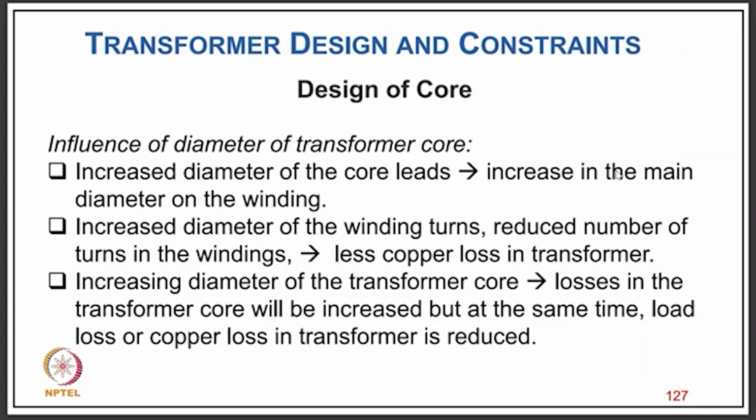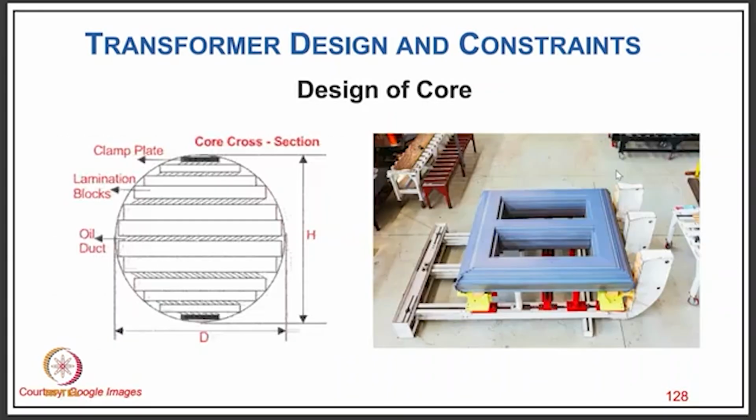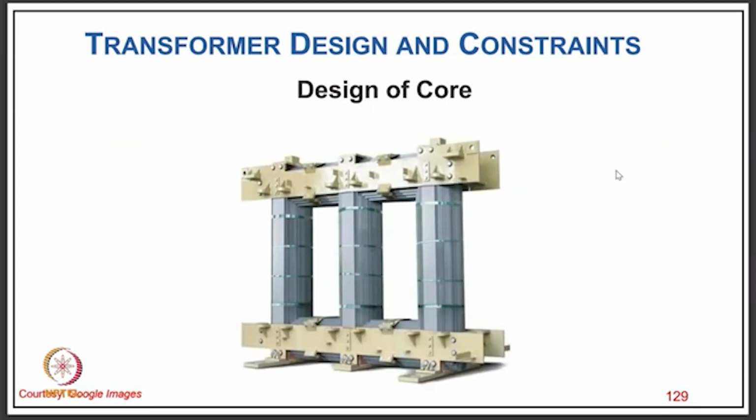So increasing the diameter of the transformer core, losses in the transformer core will increase, but at the same time copper loss in the transformer is reduced. So this is typically how you have a different cross section area with the different steps of the lamination blocks here. This is the basic diagram, and this is how the core is put together, as you can see in the photograph, and how the different steps are there.